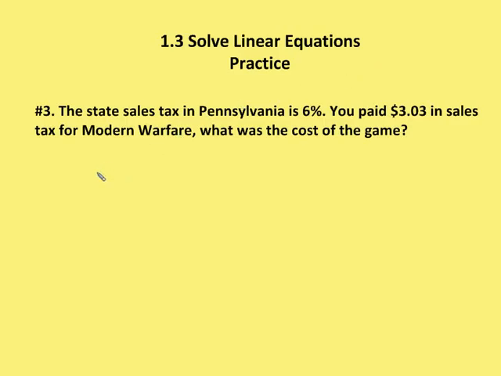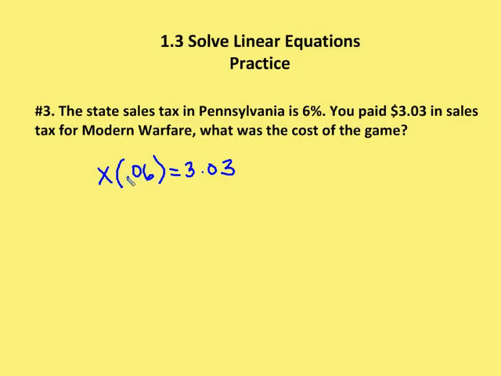So we set up our linear equation. x is the cost of the game. We know that the sales tax is 6%, and we can write that as a decimal as 0.06. Then we know that when we multiply the sales tax times the value of the game, we end up with $3.03. So again, we need to isolate the variable here.